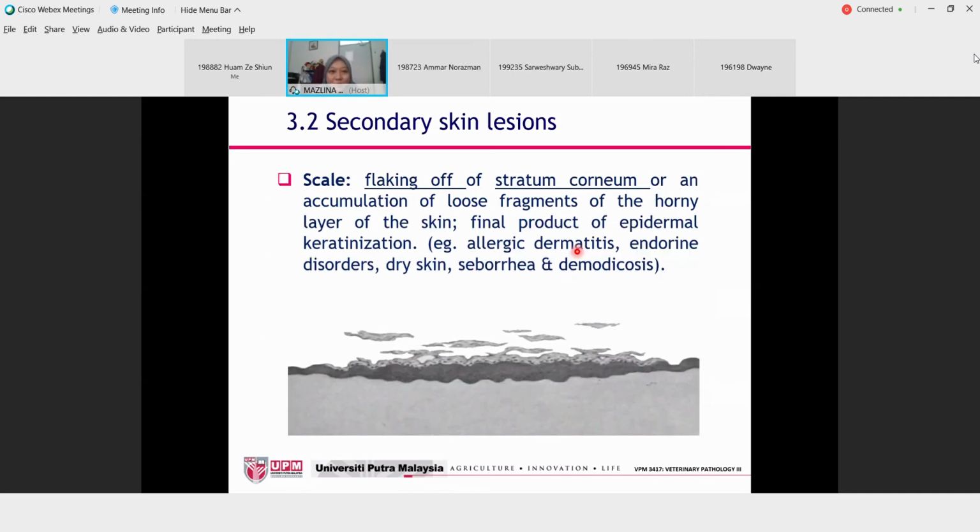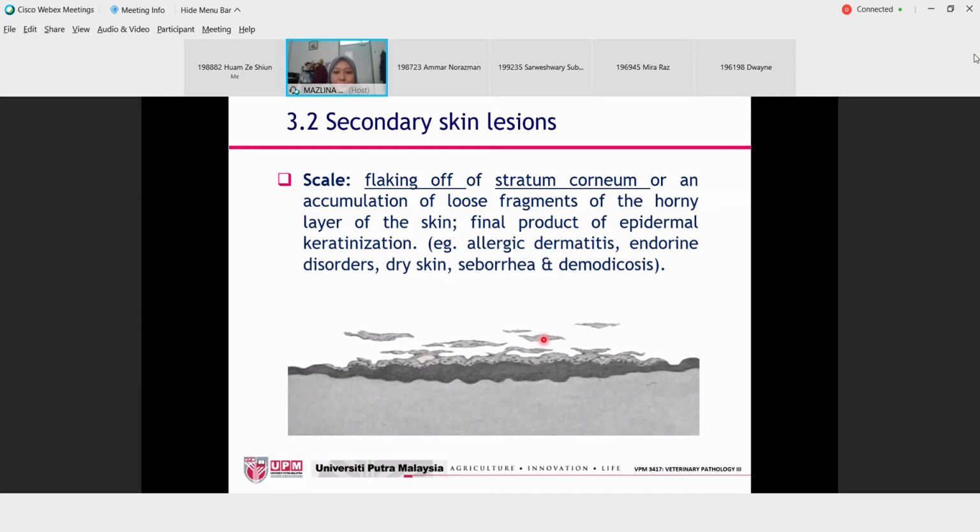Alright. Now we move on to secondary skin lesions. Alright. Scale. Okay, scale. Easy to remember. Just remember dandruff, basically. Not dandruff, I mean like scabs basically. It's a flaking of the stratum corneum or accumulation of loose fragments of the horny layer of the skin, the final product of epidermal keratinization. This is commonly seen in allergic dermatitis, endocrine disorder, dry skin, seborrhea, and dermatophytosis. So basically the stratum corneum easily sloughs off. Okay.